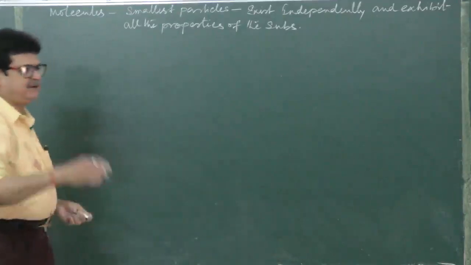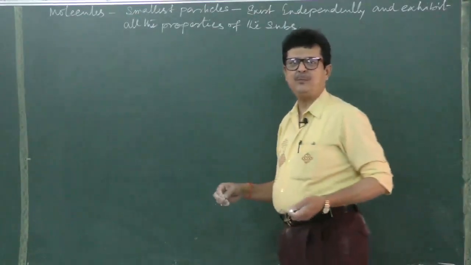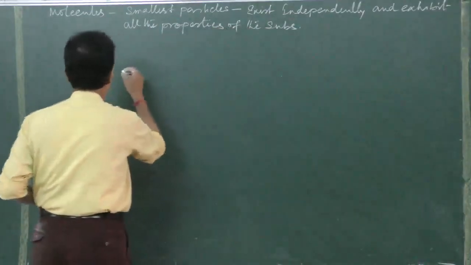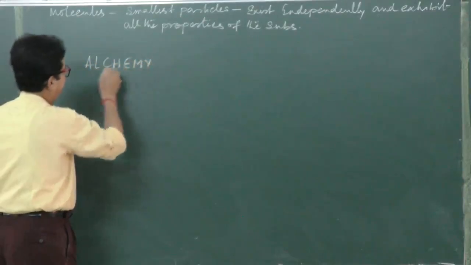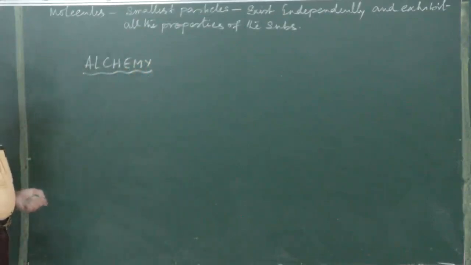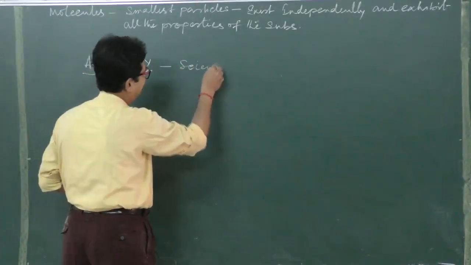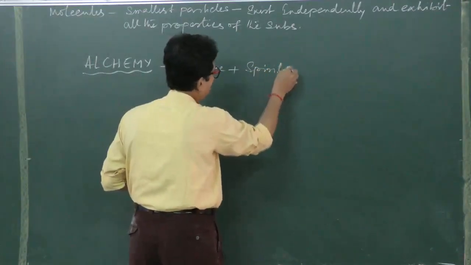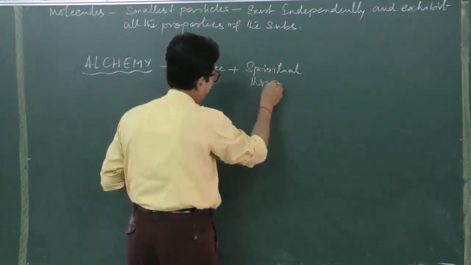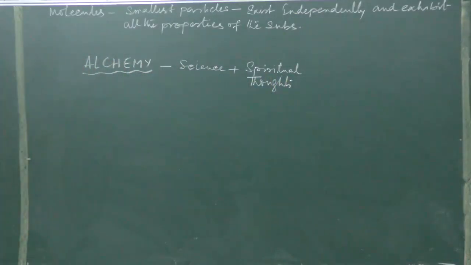Now, chemistry started way back. In between, in 8th to 16th century, a new group of scientists came. They were known as alchemists. This was the branch of chemistry, alchemy. Alchemy is not only scientific, means science is there, plus spiritual thoughts are also there. Alchemists dealt in science mixed with spiritual thoughts.